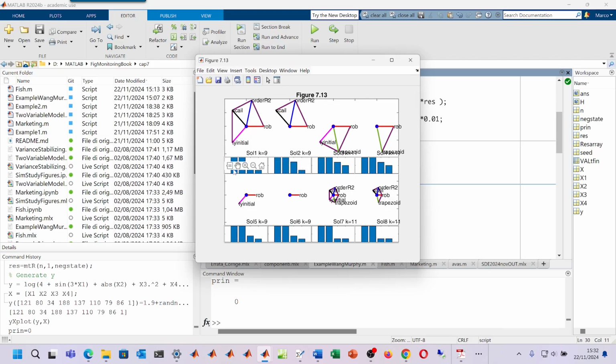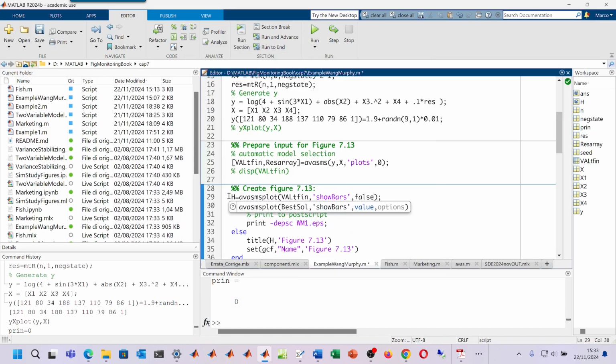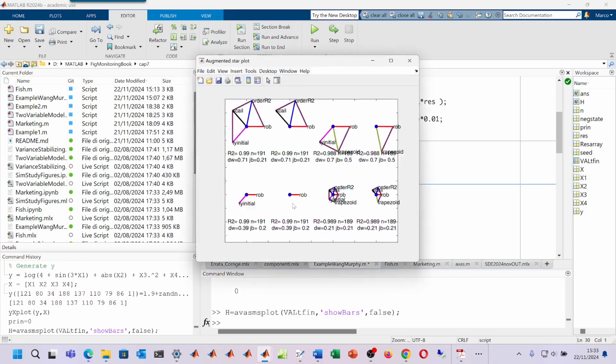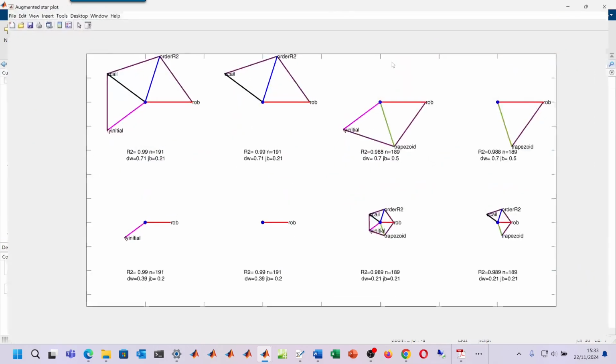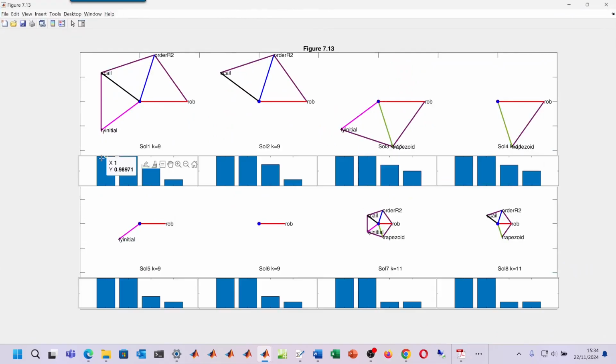Differently from what we have seen before, notice that the values of the 4 statistics here are visualized as bars. If we put show bars equal to false, then we can visualize this plot without bars. Let us see in greater detail what these 4 bars are. In general, the number of outliers detected is k.